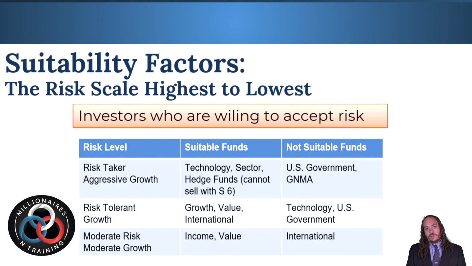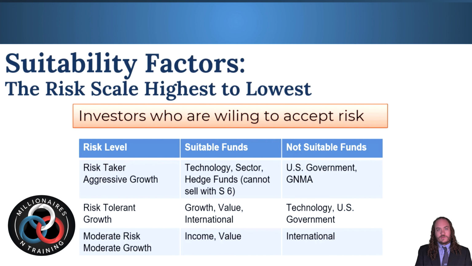And then you have your risk tolerant investor who's seeking growth. A suitable investment for this investor would be a growth or a value fund. International funds, they could do that if they wanted to. That's outside the U.S., speculating in foreign currencies and foreign companies. Things that are too risky and not suitable would be like a technology fund. And then the two conservative securities for a growth investor would be a U.S. government.